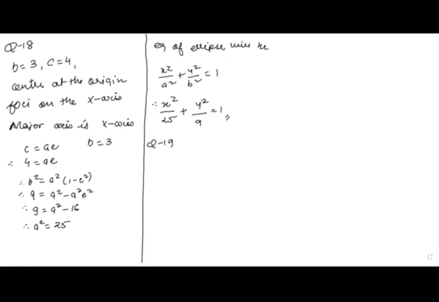Center is at origin. This is the first information given. Center is at origin. Major axis is your y-axis. Directly the major axis is given. Major axis is your y-axis and passes through the point.